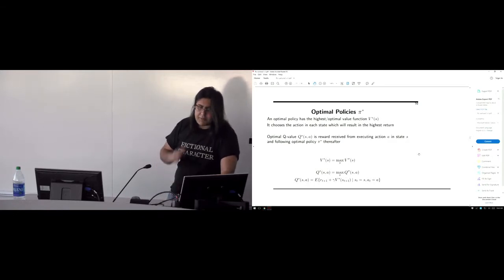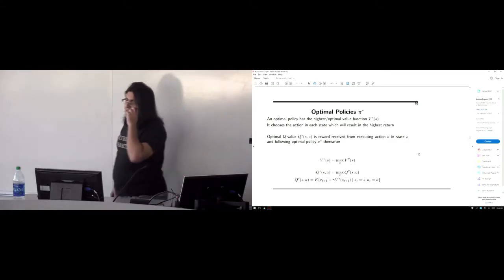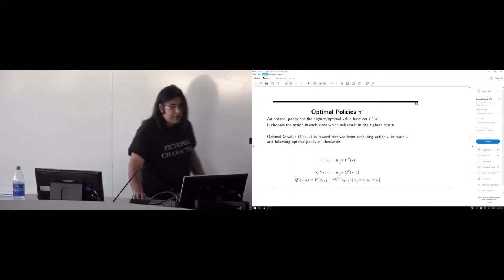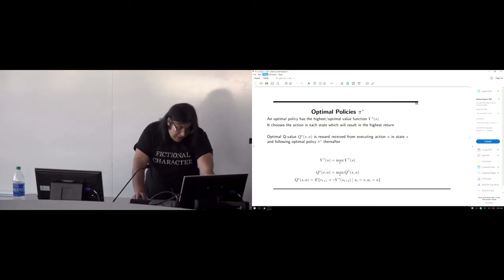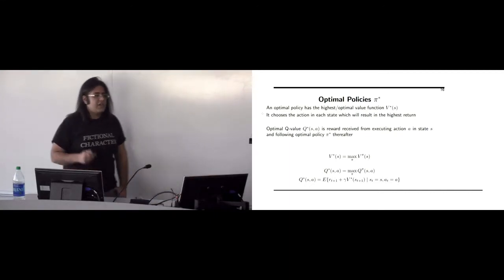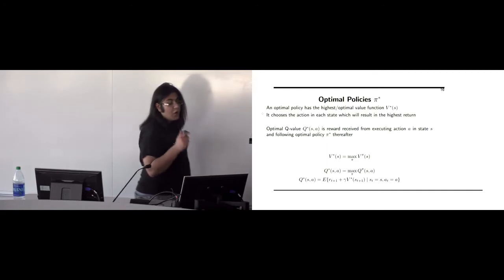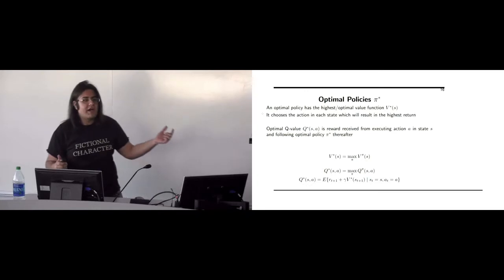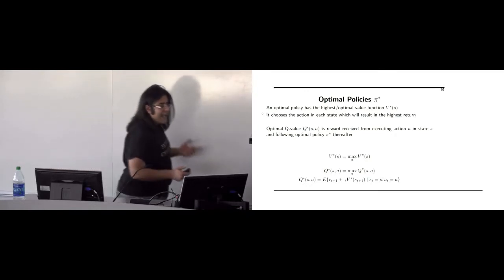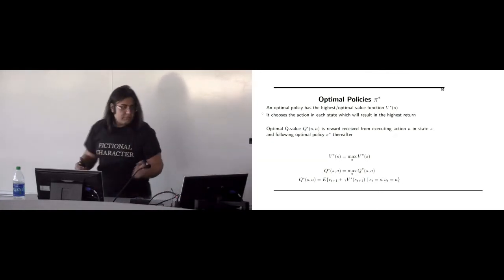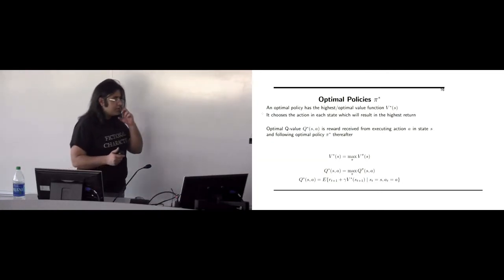Today we're going to talk about algorithms to solve this MDP problem. What does MDP stand for? Markov decision process. What's an optimal policy pi star? An optimal policy has the highest or the optimal value function V star of S. That's one way of defining it. It chooses the action in each state which will result in the highest return. Is there any other way to put it?